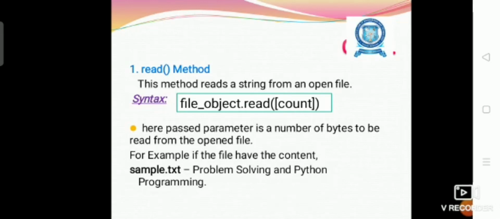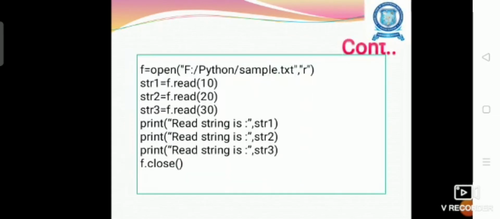The count represents the number of bytes to be read from the opened file. So we can mention the number of characters we want to read from the file as a parameter of the read method. For example, we are going to see one file, sample.txt, having the text content: problem solving and Python programming. Now we are going to read the file.